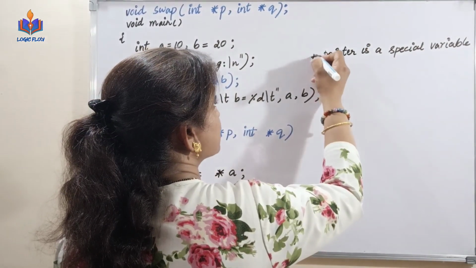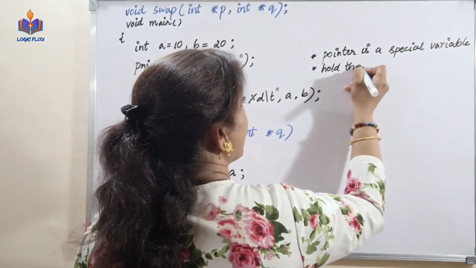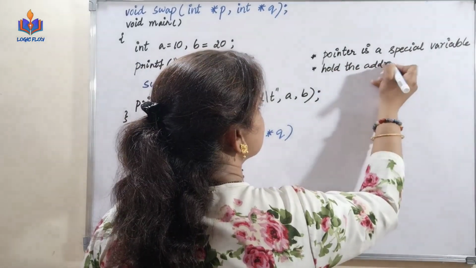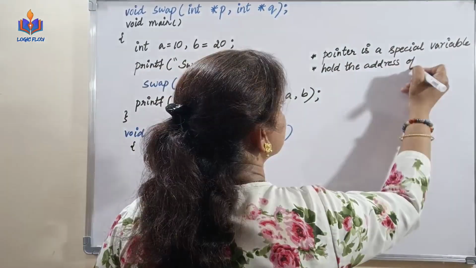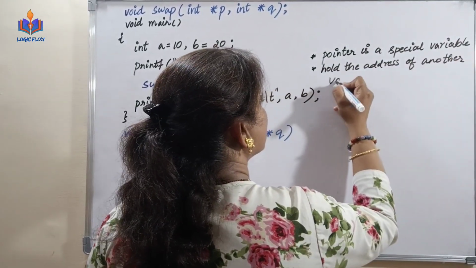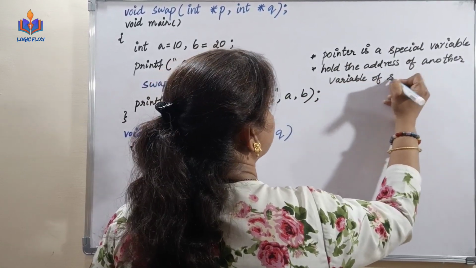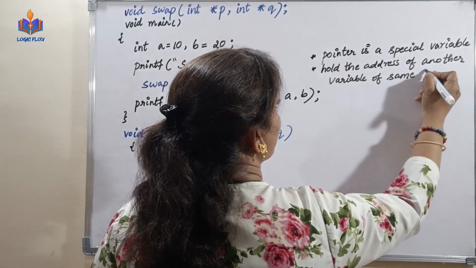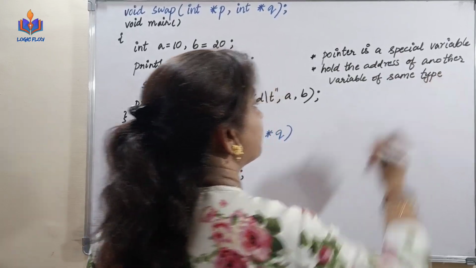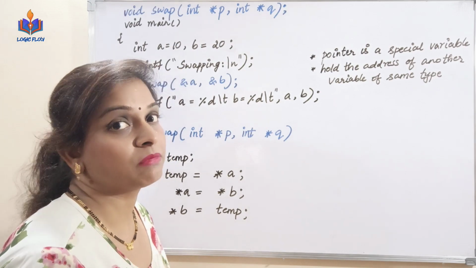It is a special variable because it can hold the address of another variable of the same type. So what is this pointer? It is a special variable that can hold the address of another variable of the same type.